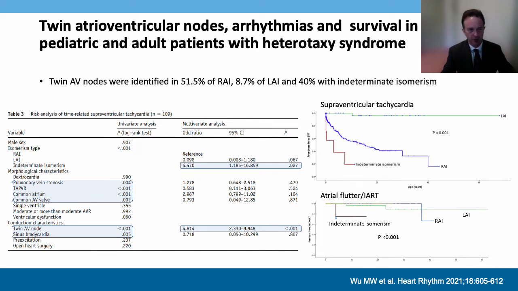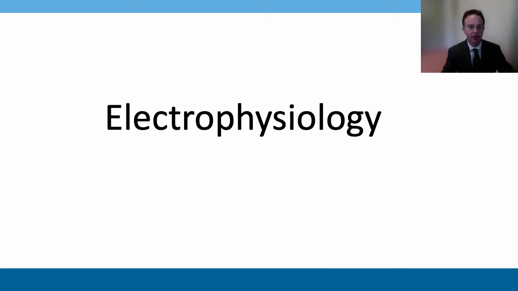They found that multivariate risk factors for SVT included indeterminate isomerism, and also the electrocardiographic finding of twin AV nodes. And this is essentially based on sequential EKGs. And finally, they found that atrial flutter does occur in these patients at an older age, typically in adulthood, with increasing frequency. What about the EP characteristics of twin AV nodes?